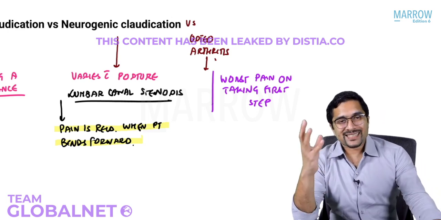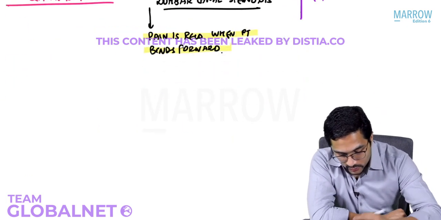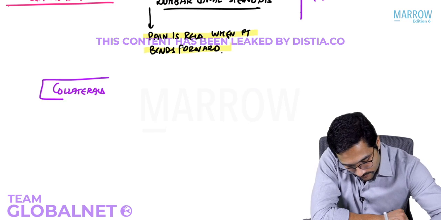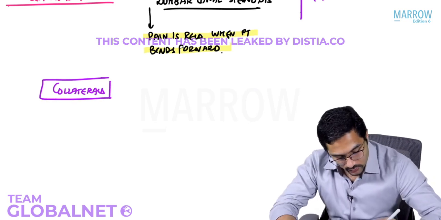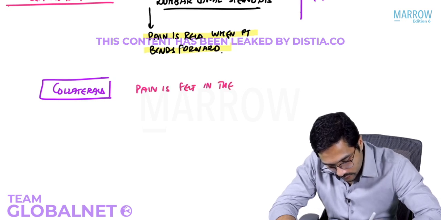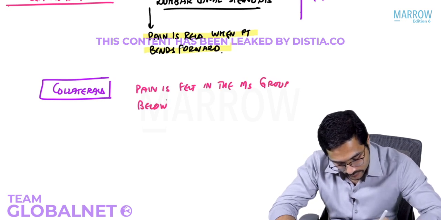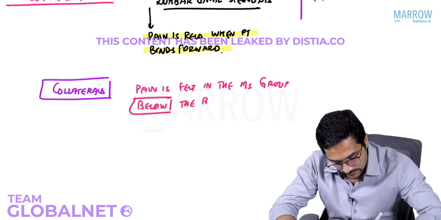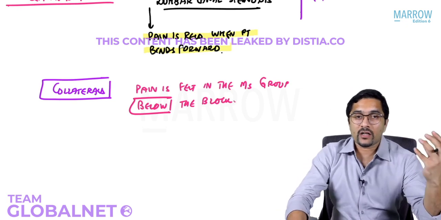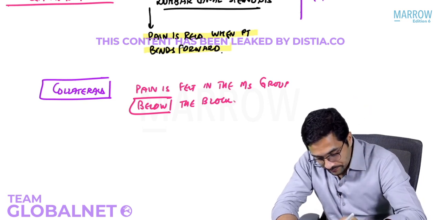Now we discussed the 6 P's in acute arterial occlusion. In chronic arterial occlusion, because you have collaterals, you need to know that pain is felt in the muscle group below the block, distal to the block, right? And the most common site where the pain is felt is the calf, because you have the femoral artery which is commonly involved. So mostly pain is felt in the calf.